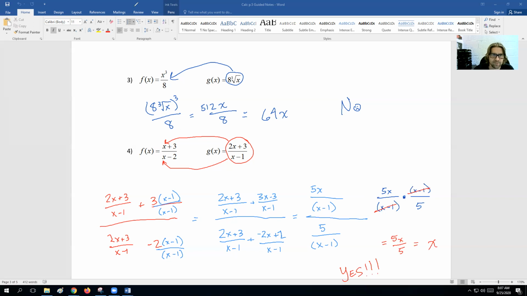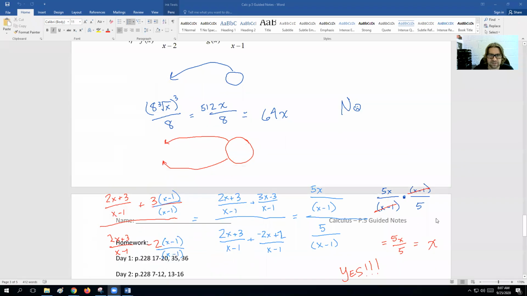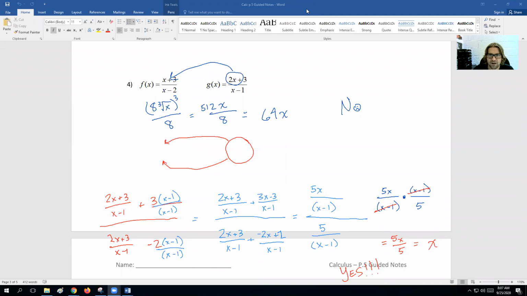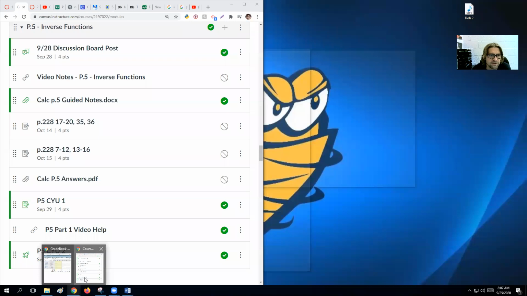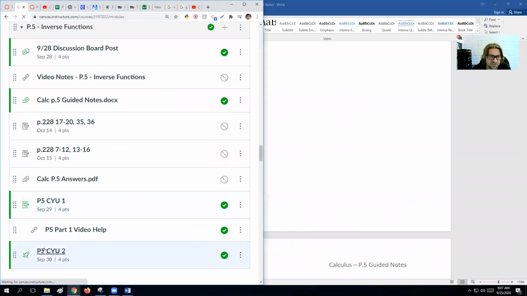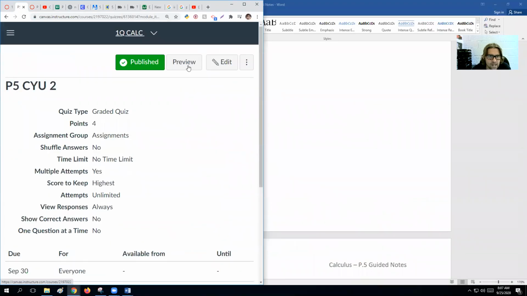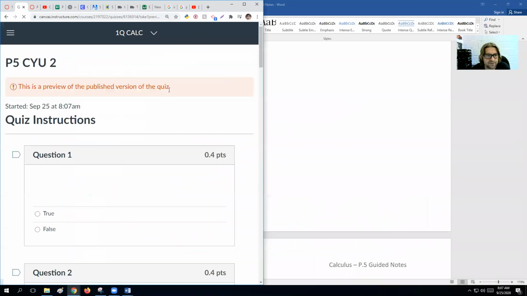All right, so does that wrap up this note section here? Yeah, because we got homework that we're going to do. All right, so today what you guys are going to be doing is the CYU. I've had a couple suggestions to double check the CYU work, so make sure you guys are okay with those. And so I will do that right now. So you guys have part 2 here. Let's take a look at the quiz.